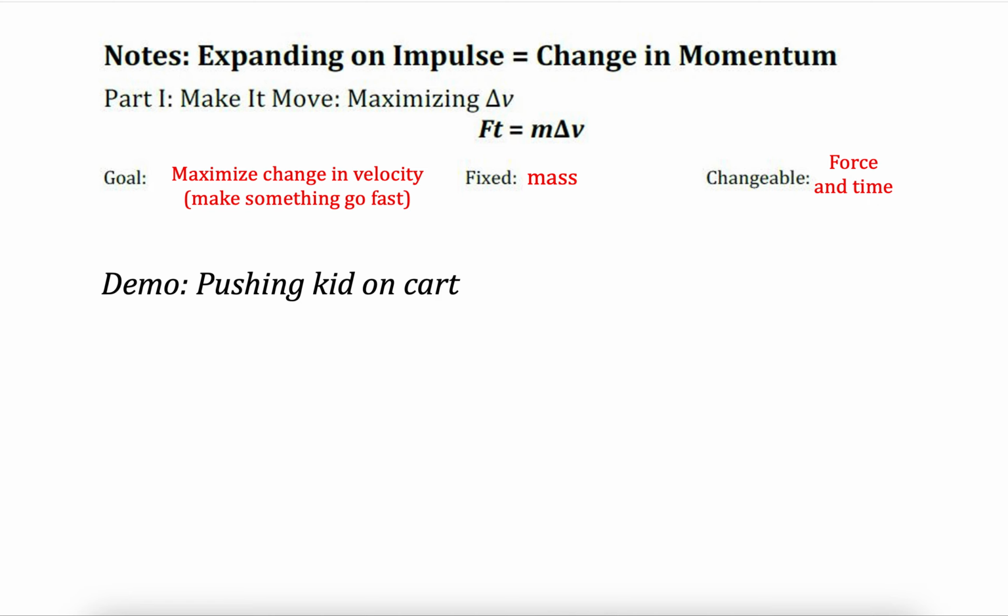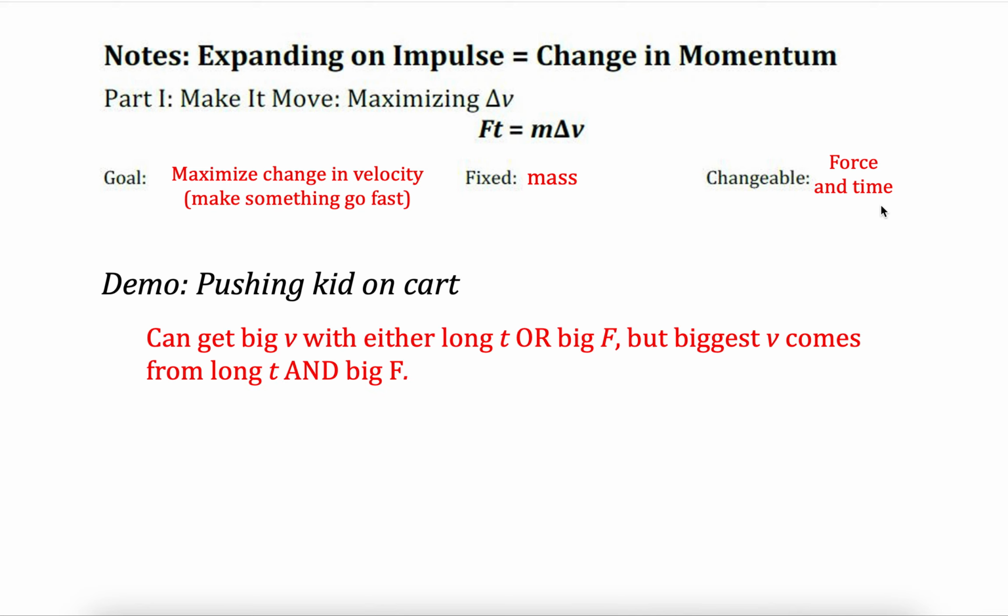Okay, so here we usually have a bunch of demos where we push somebody on the cart. We will come back and do this later. Basically, the idea is if you want to push someone really fast on the cart, you push them with a big force. But if you just shove them, they're not going to go that fast. But if you push them really, really hard and push them for a long time, you keep pushing them, then they're going to go faster and faster and faster. So you can get a big velocity with either a long time or a big force, but the biggest velocity is going to come from a long time and a big force. Makes sense. It's pretty intuitive.